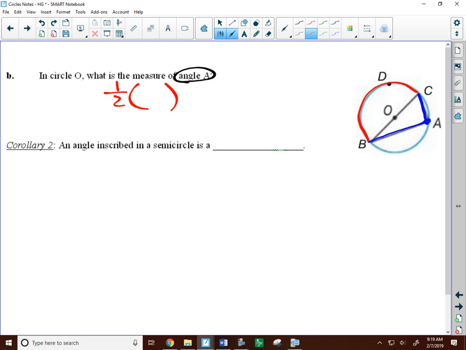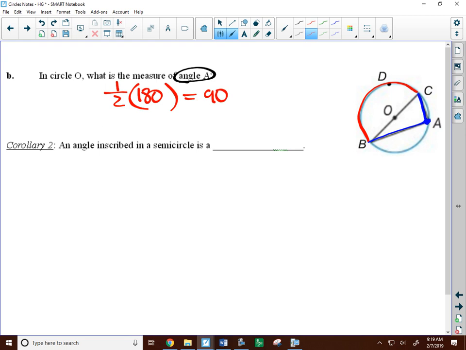We're trying to find angle A itself, but then we have to use the opposite arc, the one that's across from it, the intercepted arc. Since I know it's circle O, that means this is a diameter, so arc BDC is a semicircle. And that measures 180, and so it's 90.